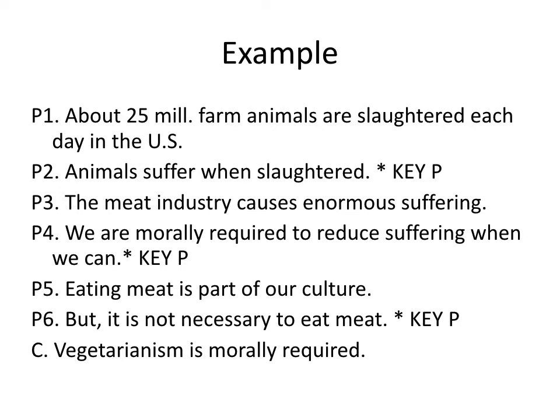Let's look at P2. Animals suffer when slaughtered. Regardless of the number of animals, this premise would still be true, and this is the one that's really important when it's placed together with P4 and P6. So on the slide, I have used the asterisk to label the key premises, and I've written key P. So these three, P2, P4, and P6, are really important to making the argument work, but not P1.